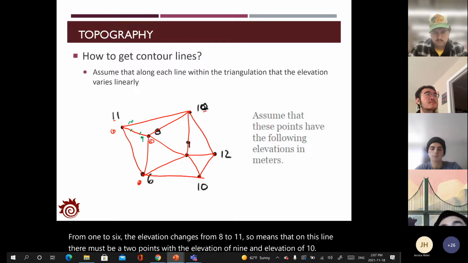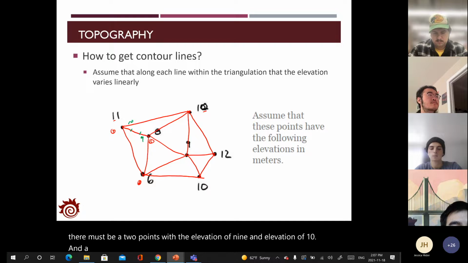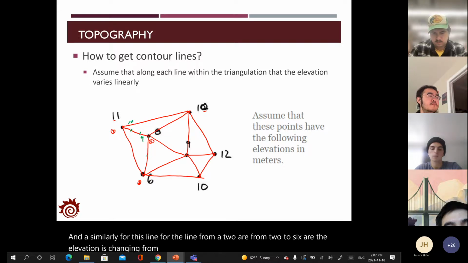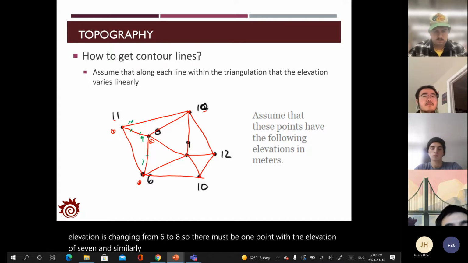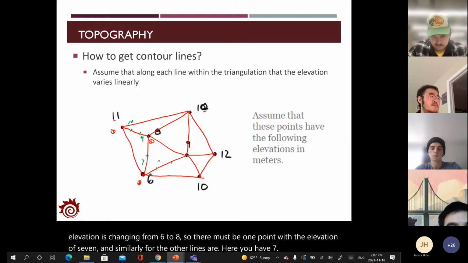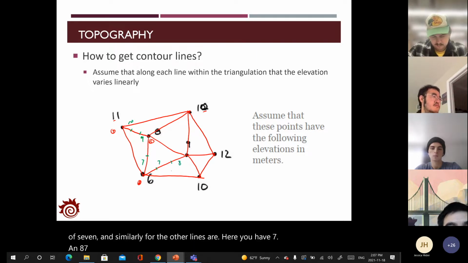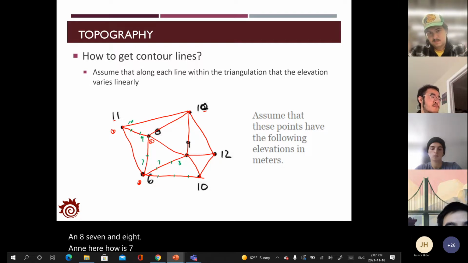And similarly, for the line from 2 to 6, the elevation is changing from 6 to 8, so there must be one point with the elevation of 7. And similarly for the other lines, here you have 7 and 8, 7 and 8, and here you have 7, 8, and 9.